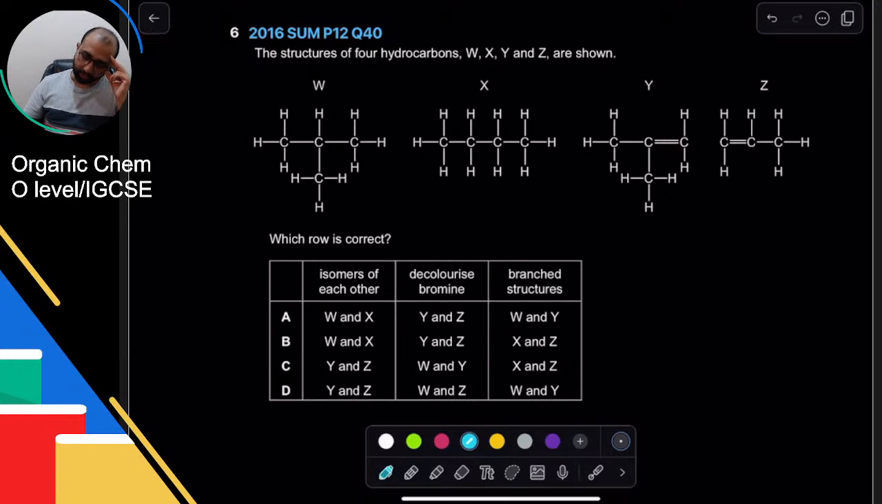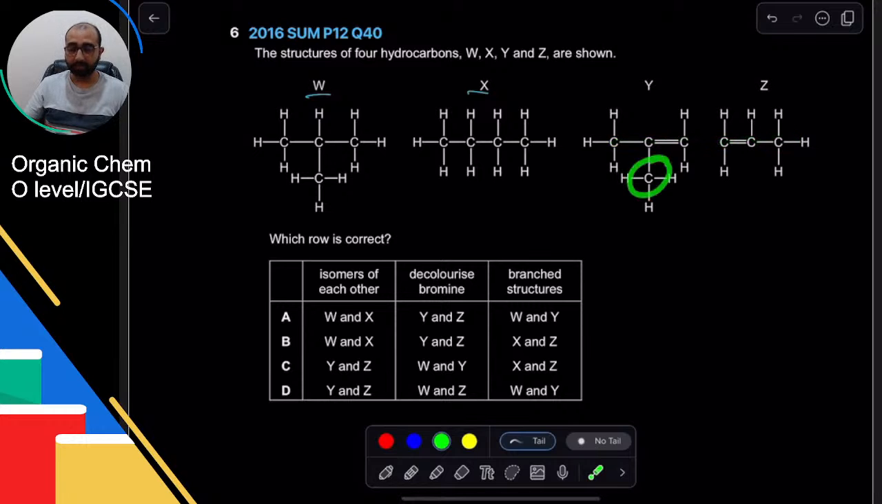The structure of 4 hydrocarbons are shown. Which row is correct? Okay. Isomers of each other. Let's see. Again, the same idea. You have to see which ones I can join and which ones have the same molecular formula. So these two seem to have the same molecular formula, but are they isomers? Let's see. 1, 2, 3, 4 maximum number of carbons. 1, 2, 3 maximum number of carbons. So that means W and X are isomers. That is true. So this one is true. Is Y and Z isomer? Let's see. Y has 1, 2, 3 carbons, and this is also 1, 2, 3 carbons, but this has a fourth carbon as well. So Y and Z have different molecular formulas. So they are not isomers.